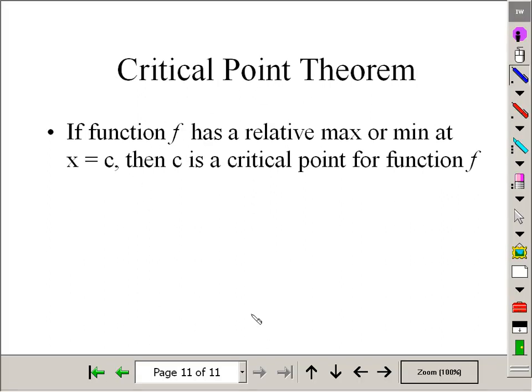The critical point theorem is talking about that same function f, and if f has a relative max or min at x equals c, then c is a critical point for function f. This is where it's very important. Then c is a critical point for function f. That's very important.